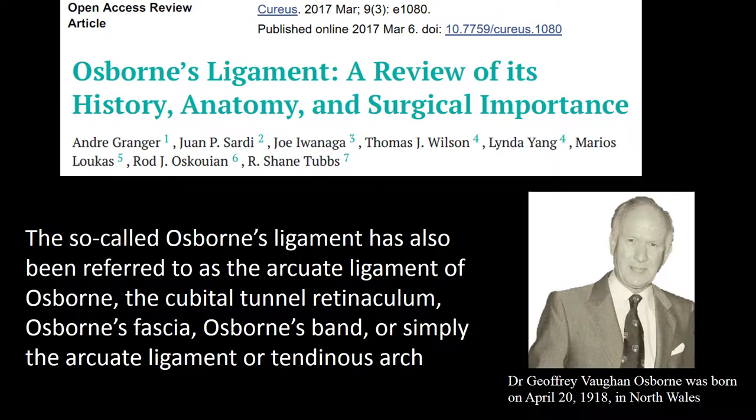The so-called Osborne ligament has also been referred to as the arcuate ligament of Osborne, the cubital tunnel retinaculum, Osborne fascia, Osborne band, or simply the arcuate ligament or tendinous arch. I have looked at several photographs with a structure labeled as Osborne ligament that look quite different from each other. It seems to me that Osborne ligament has been given many names and many structures have been given the title of Osborne ligament.